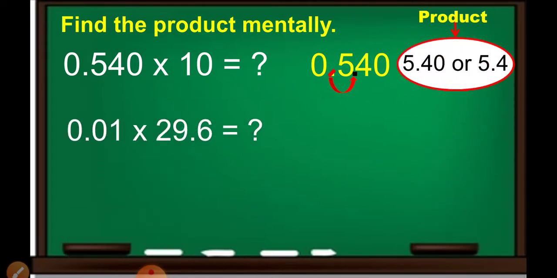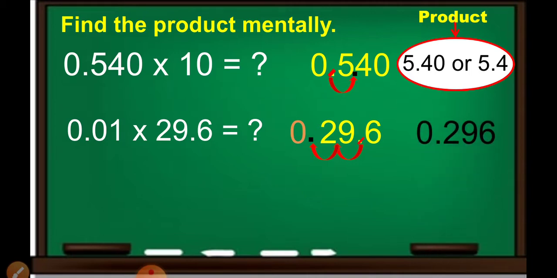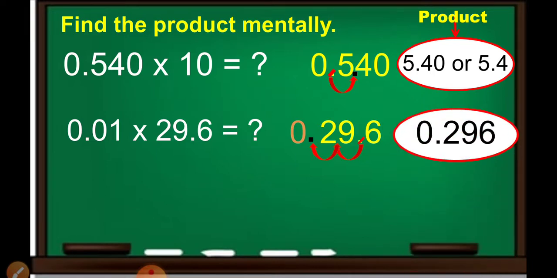Another one: 0.01 times 29.6 equals 0.296. Okay, very good. So how? Write 29.6 and there are two decimal places in 0.01. So we will move the decimal point 2 places to the left. 1, 2. And the decimal point will be transferred there and the given decimal point will be cancelled, and write 0 in the ones place. And the final answer is 0.296 or 296 thousandths.